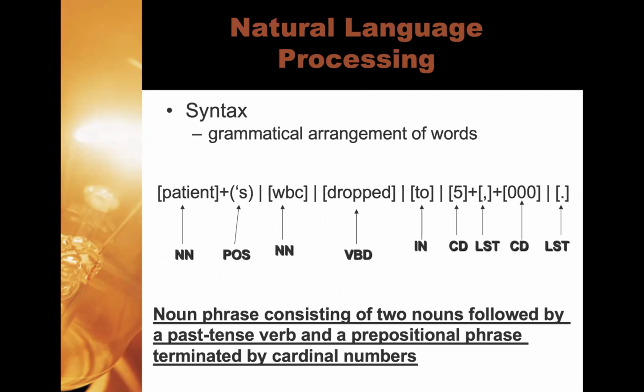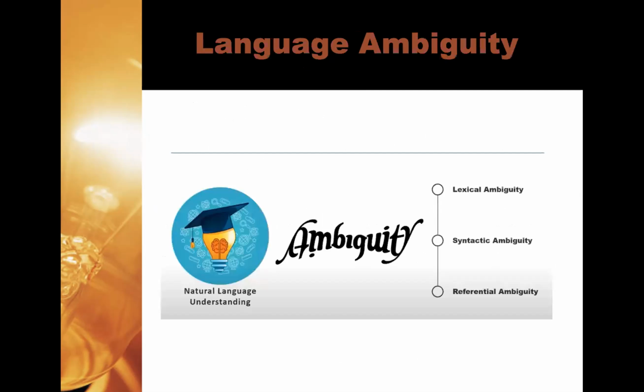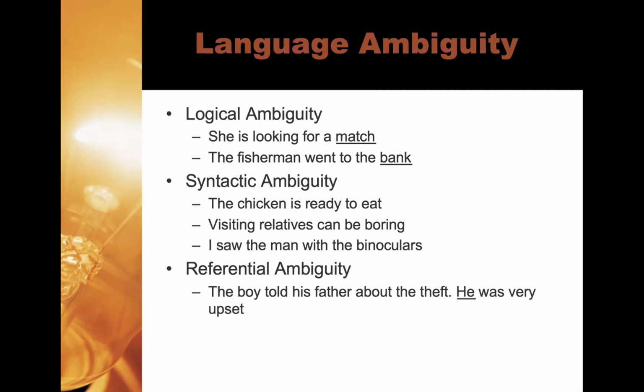We have to be able to parse and break that out so that the machine can better process this information. So the different ambiguities, like we talked about, in our natural language, there's ambiguity. There's a lexical ambiguity when we speak, right? There's syntactic ambiguity, and then referential ambiguity. So logical ambiguity, here's a perfect example, right?